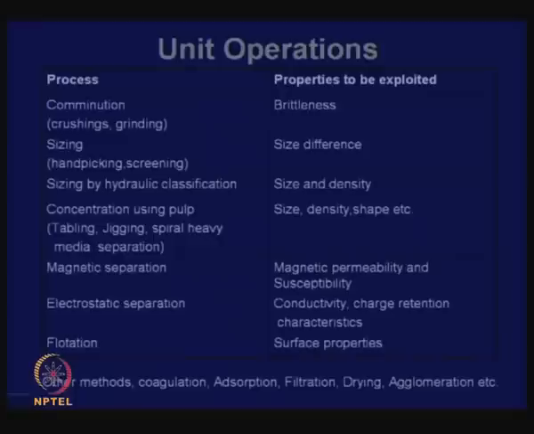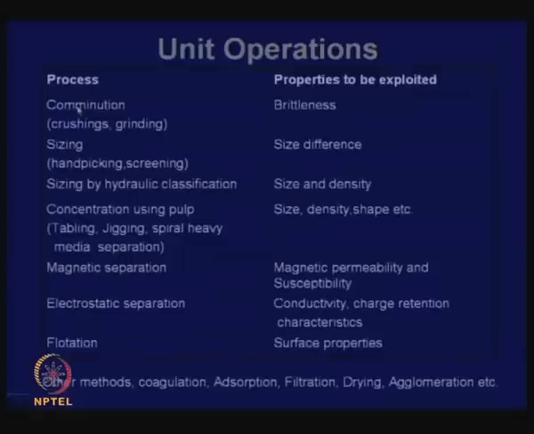Now, all processes of mineral beneficiation exploit one or more properties of ore particles. And here is a list of unit operations to indicate what is being exploited where. What I describe as comminution or size reduction obviously exploits the property of brittleness, because the ore particles are brittle. Brittle does not mean that any force will break it, but some force or other will break it. Some need more force, some need less force, but they are brittle in the sense that they will not get deformed. So, we have the grain aggregates of different particles, they will break into smaller and smaller fractions. So, we are exploiting the property of brittleness.